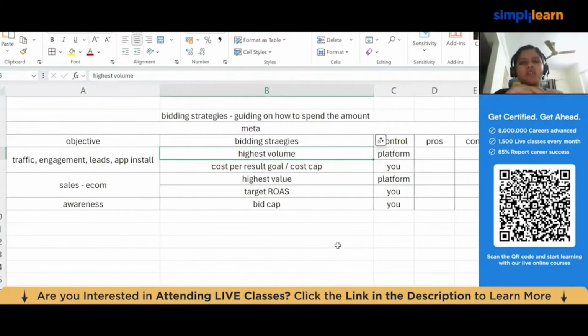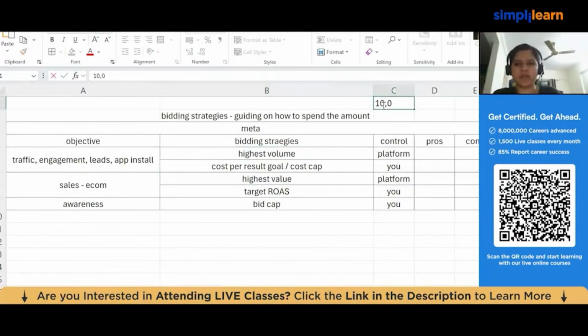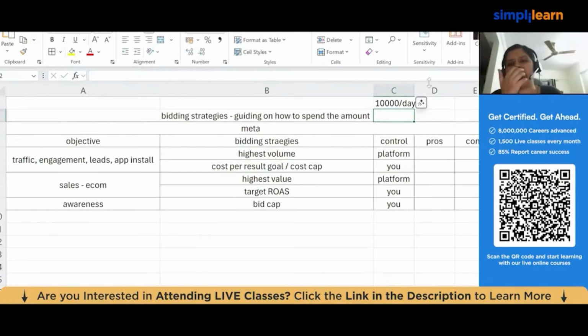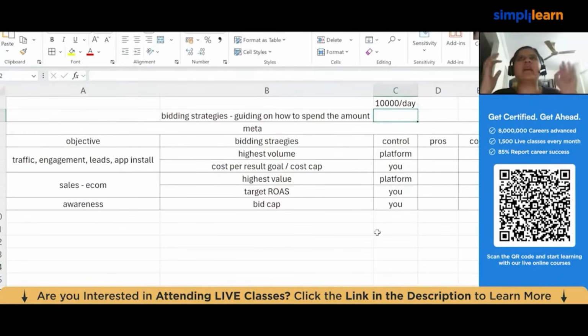Now imagine I'm working for Simplilearn. I'm the one handling their Meta ads. Simplilearn would tell me, Jigisha, we have a daily budget of 10,000. I'll mention per day as well. We have taken this as a hypothetical number. So in this 10,000, get us as many leads as possible. Clear? The brief is clear.